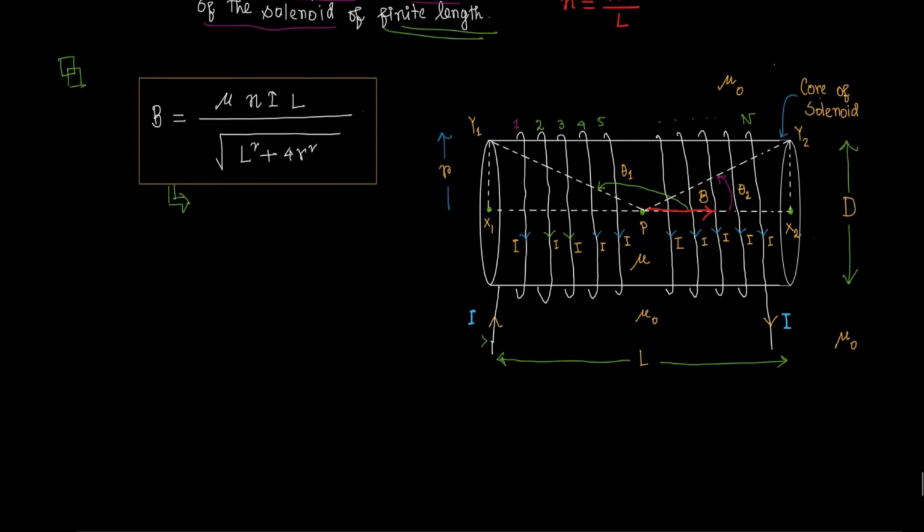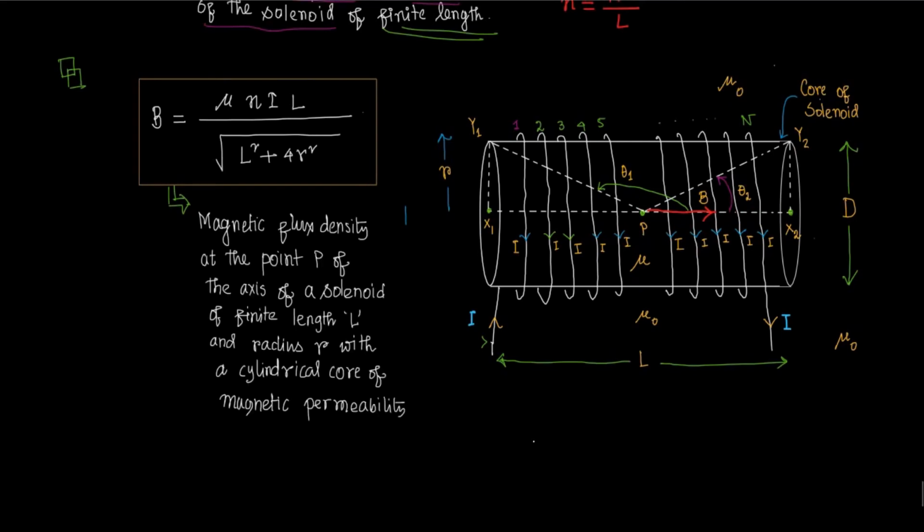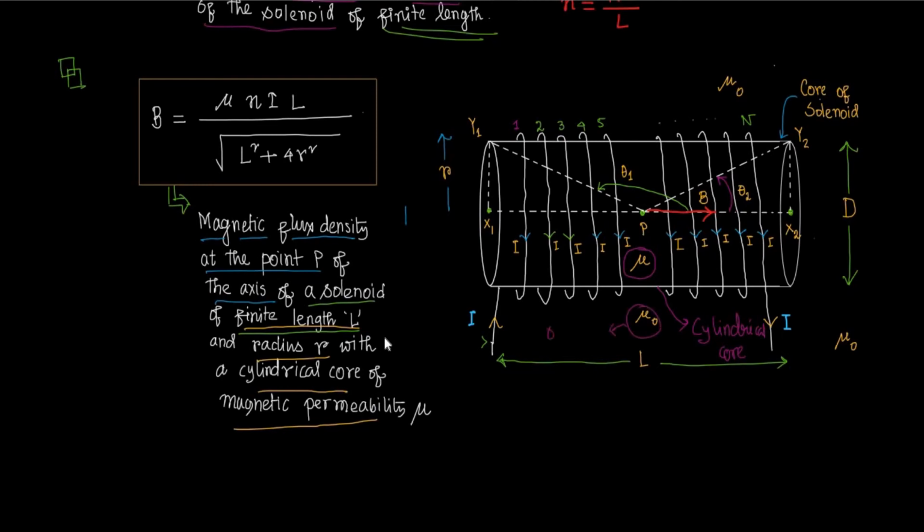So B is equal to mu NiL divided by root over L square plus 4R square, which is the magnetic flux density at the midpoint P of the axis of the solenoid of finite length L and radius R, with a cylindrical core of magnetic permeability mu. Mu is the magnetic permeability of the cylindrical core, and mu 0 is the magnetic permeability of vacuum or surrounding medium.